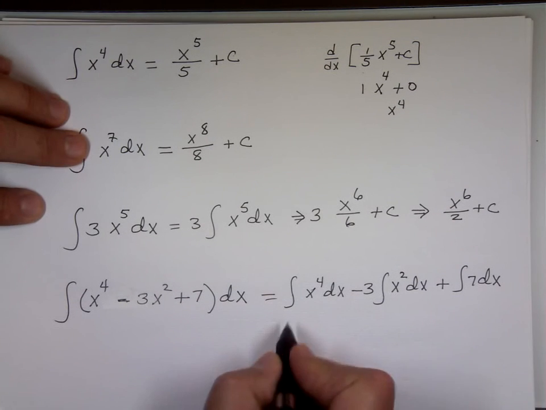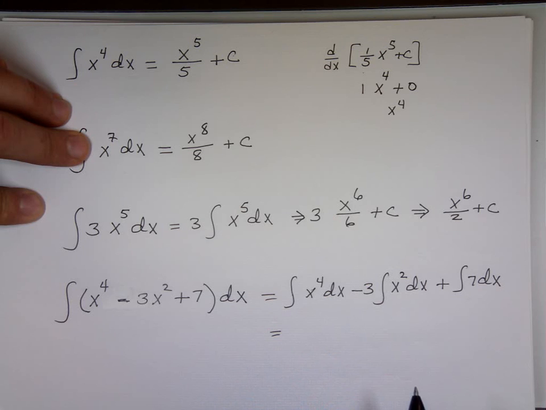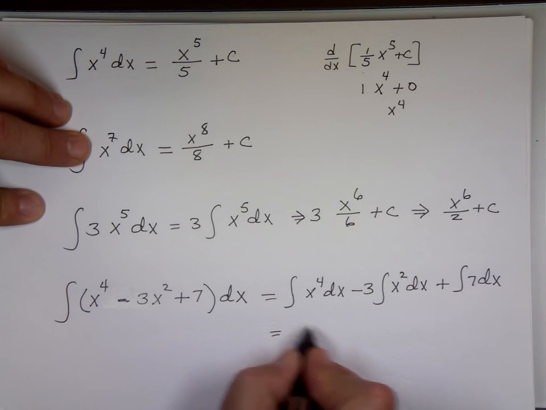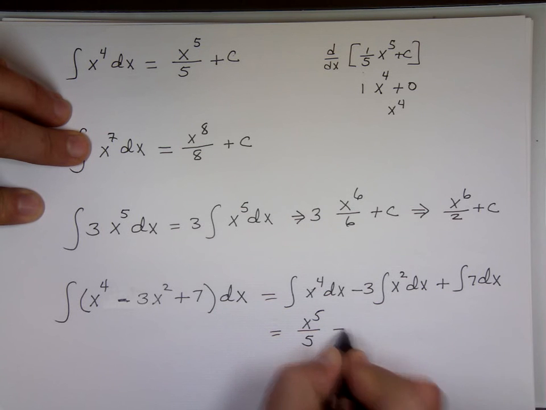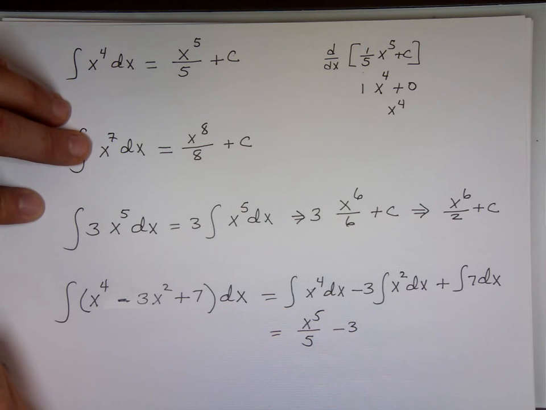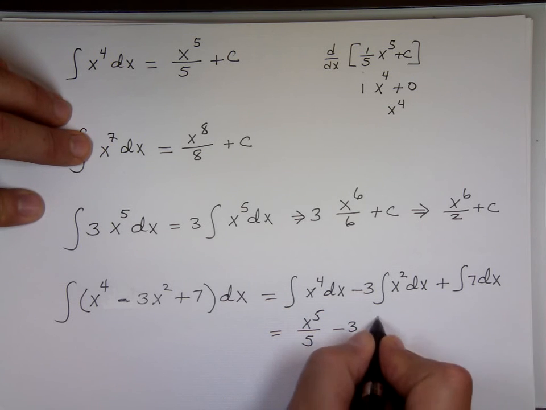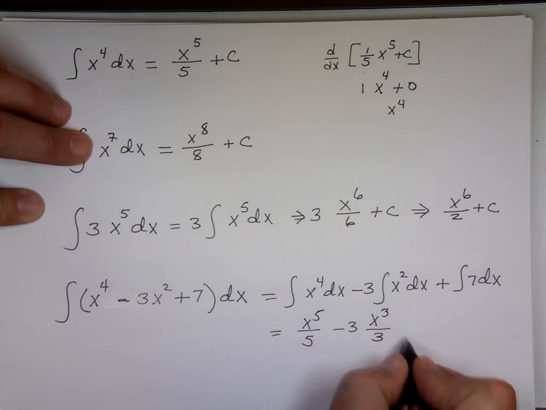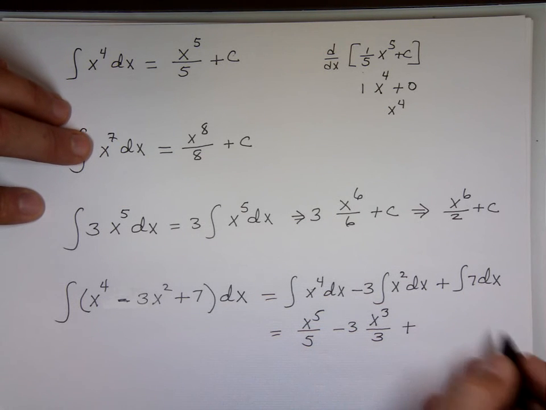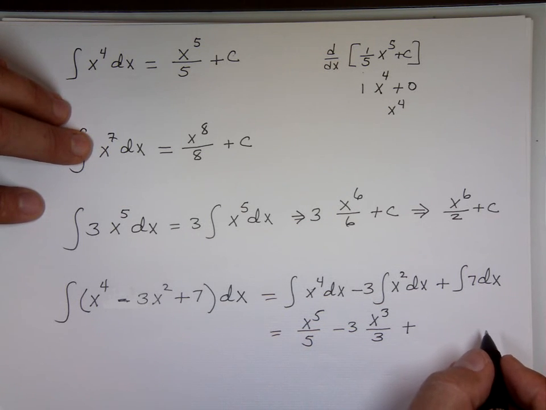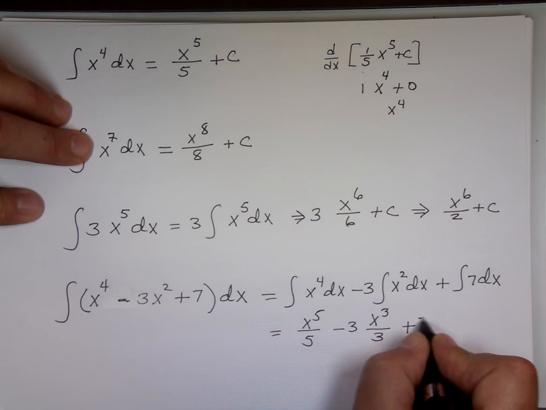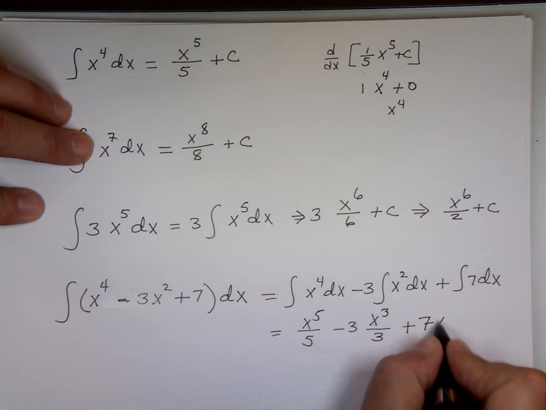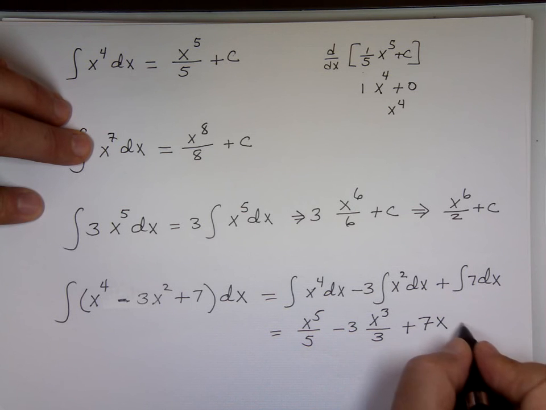What is the integral of x to the 4th? X to the 5th over 5. What's the integral of x squared? X cubed over 3. Yep. Plus, what's the integral of any constant? Not 0. It will be 7 times x, the constant times x. And don't forget to add the c.